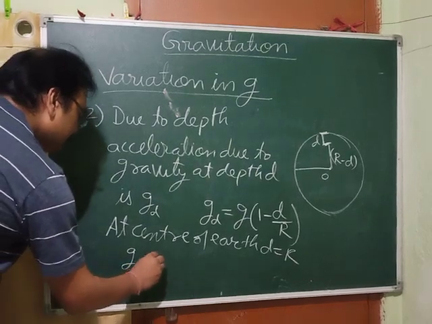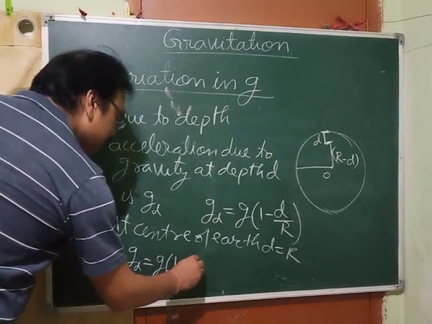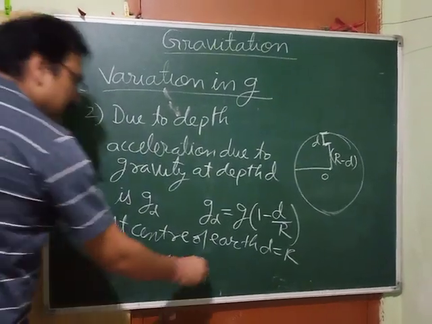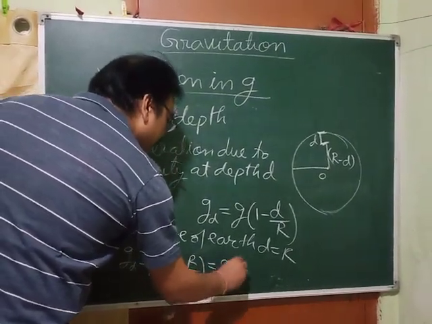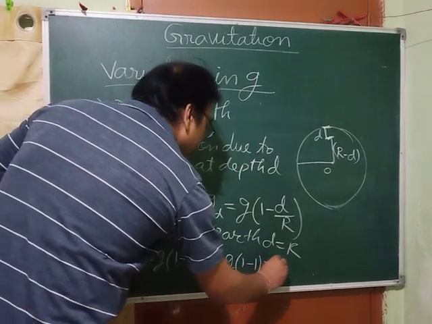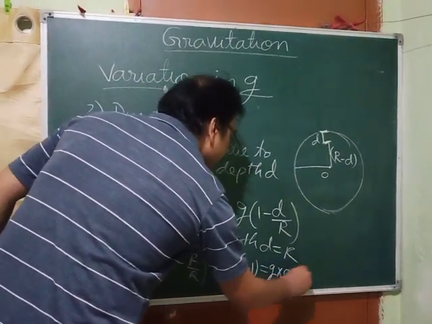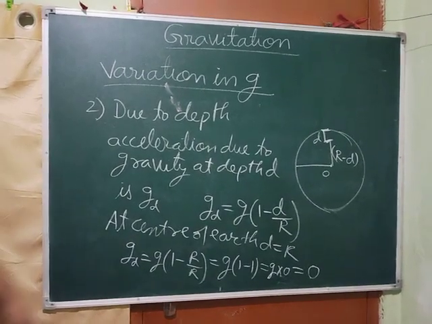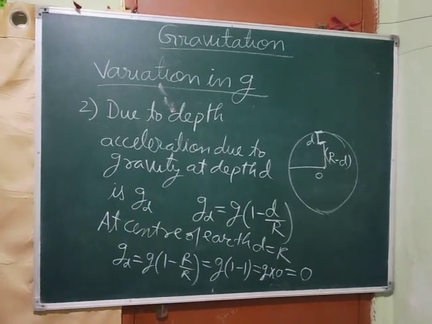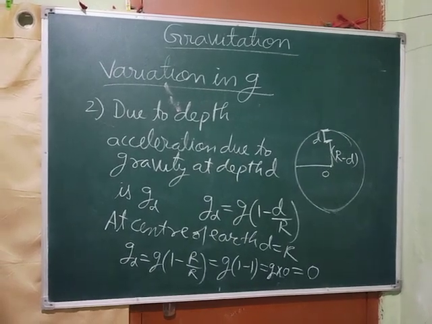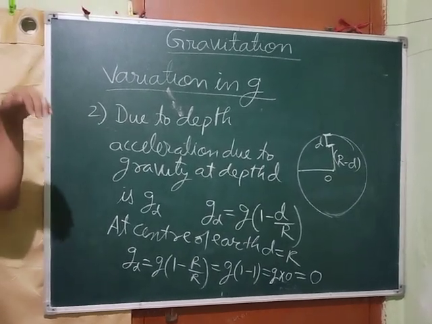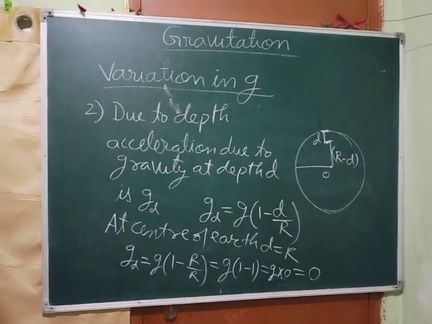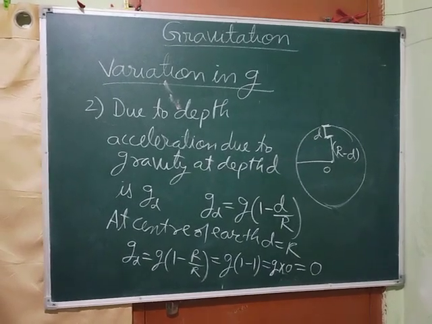gd is equal to g into 1 minus R by R. R by R is how much? 1. So what you will get? g into 1 minus 1. That is g into 0, and that is 0. So the acceleration due to gravity at the center of the earth becomes 0. It decreases as we go deeper inside the earth, and it becomes 0 at the center of the earth. Clear? Any doubt in this? No. Okay.